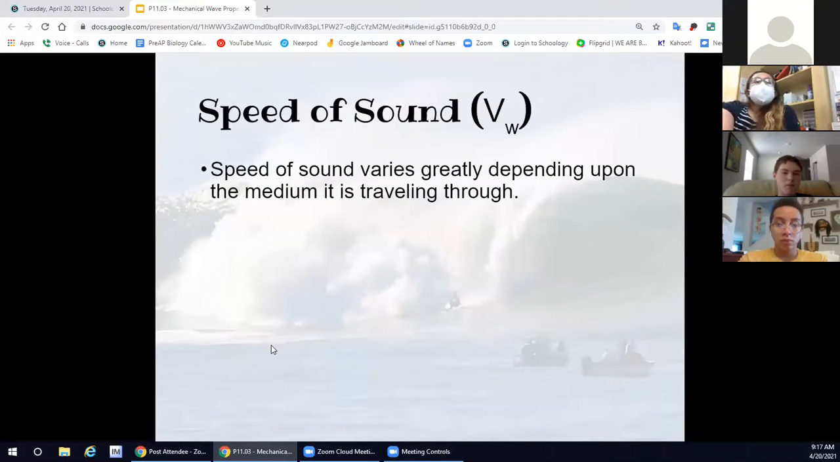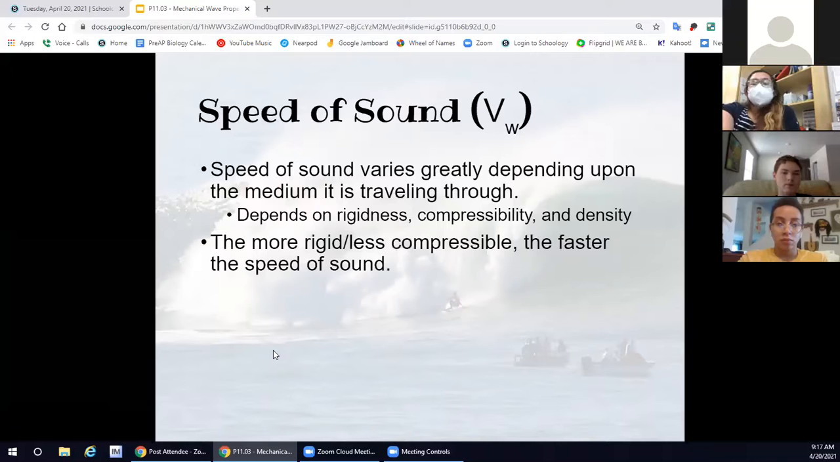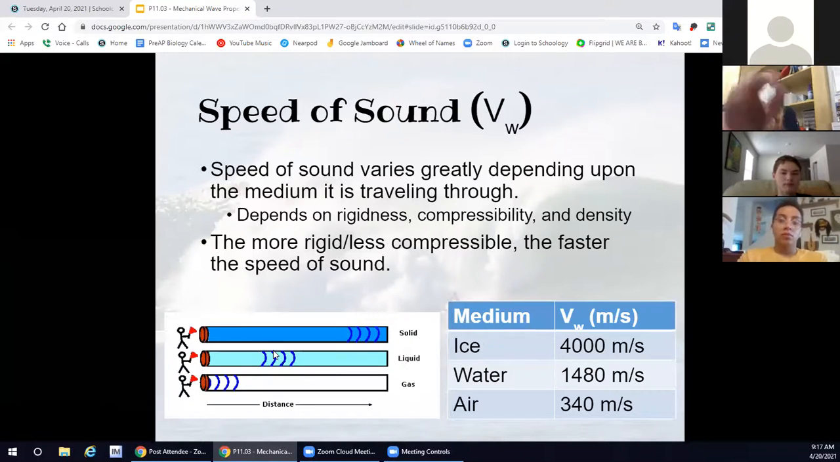Speed of sound is going to vary greatly depending upon the medium it's traveling through. And we're going to talk more about this tomorrow, but I just want to talk about it briefly today. So sound is going to travel faster in different types of mediums. We have ice, water, and air. Sound's actually going to travel faster in solids than it does in a gas.